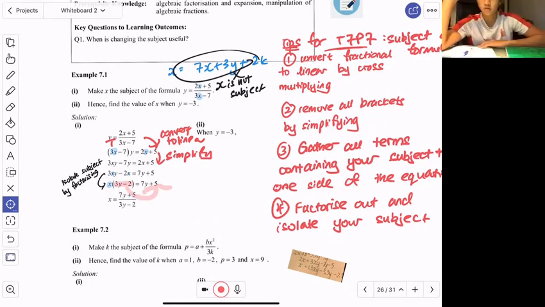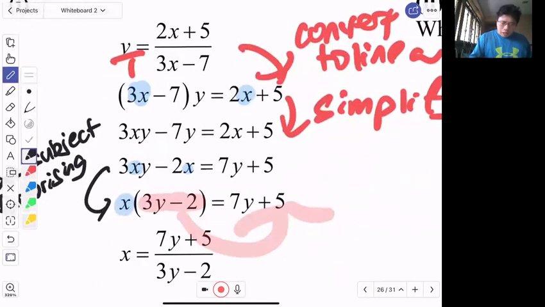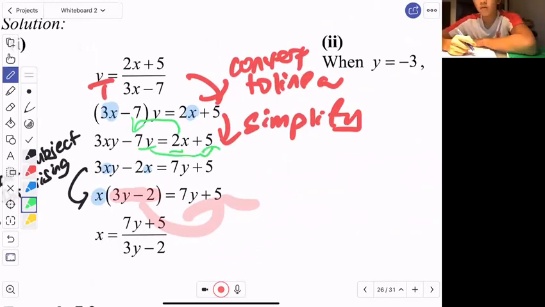Mr. Tan, I don't understand why the 3x minus y becomes 3x minus 3xy minus 2x. Okay, so from here to here, they skip a few steps. They brought 2x over to the left and they brought 7y to the right. They balance the equation. Why do they do that?